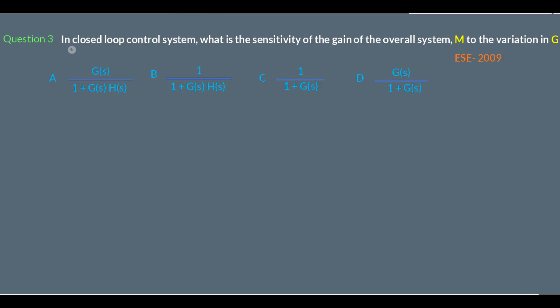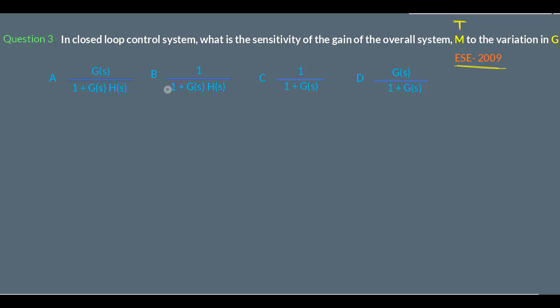Now the question number 3 is, in a closed loop control system, what is the sensitivity of the gain of the overall system M to the variation in G? This was asked in Engineering Services 2009. Now this is a very easy question. There is no need to solve anything. Now normally our transfer function is given by T. Here they have taken the variable M. So that is the only change. Our transfer function variable is T, but they have said the variable is M to the variation in G.